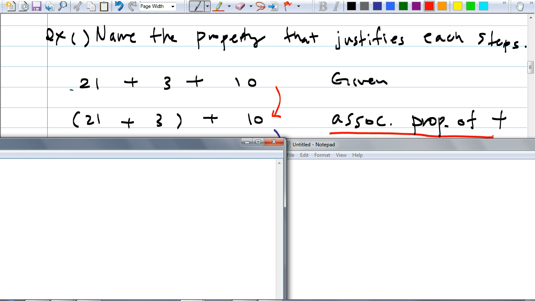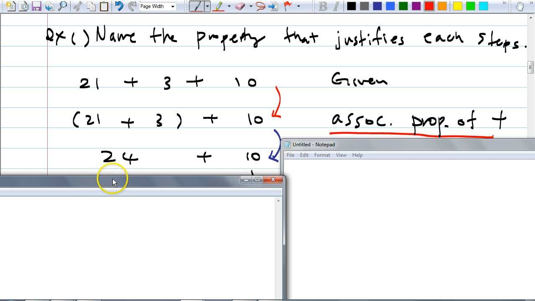Well, they're not going to stop there. They're going to go more. Of course, they could simplify this more. They're going to go this way. Does anybody see anything that's changed? What changed from the second step to the third step?